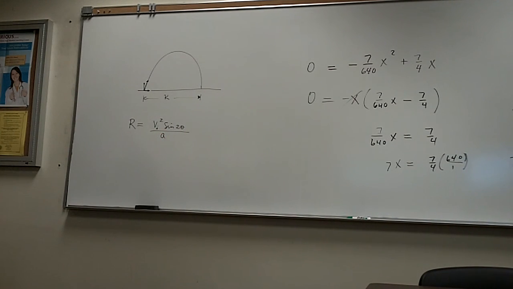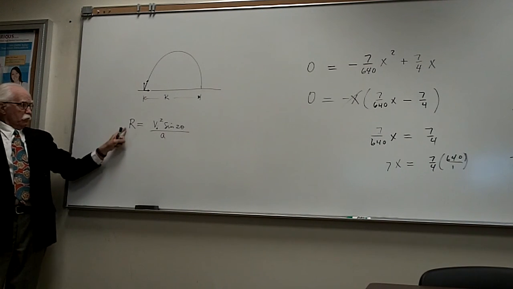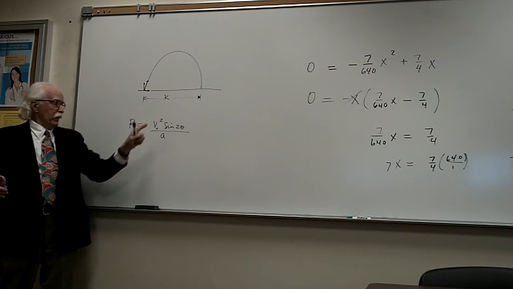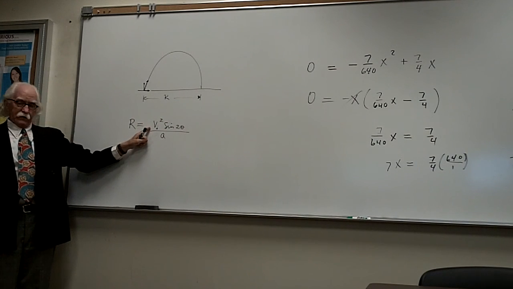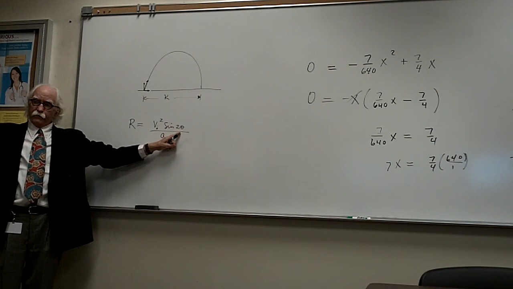You can't change that, folks. That is cut in stone. The range that this pumpkin is going to travel is going to depend on two things: the initial velocity and the angle that you point the pumpkin at.